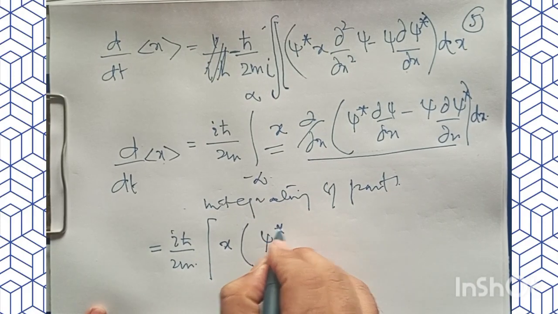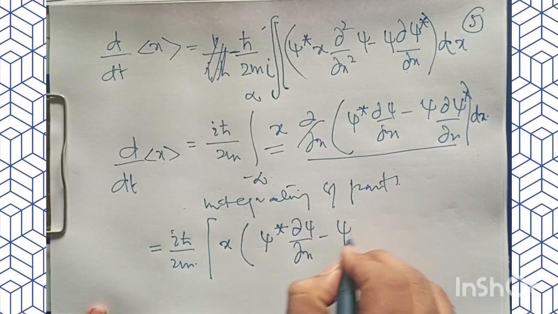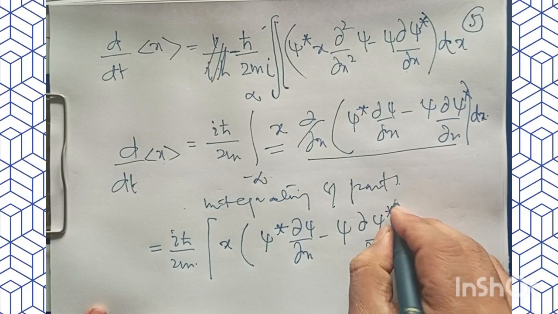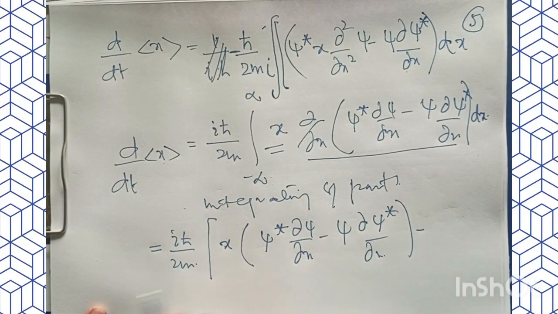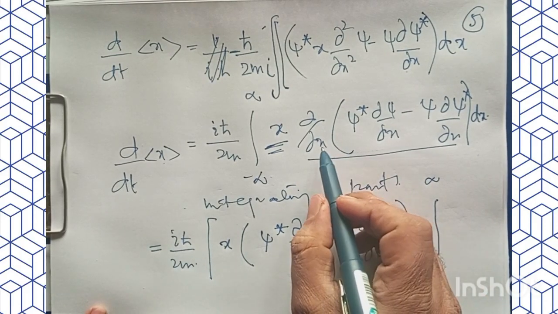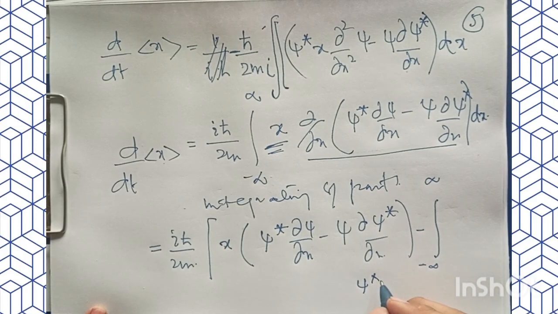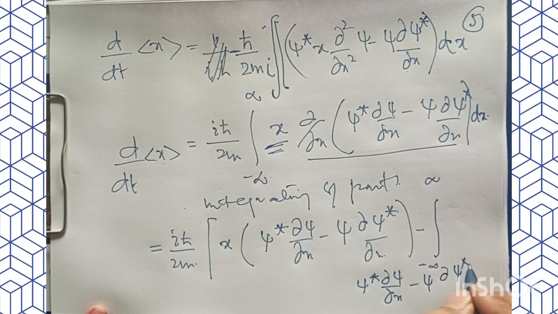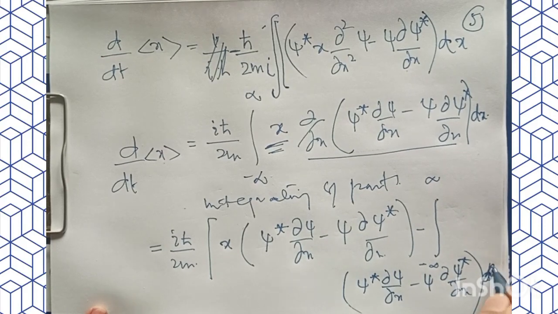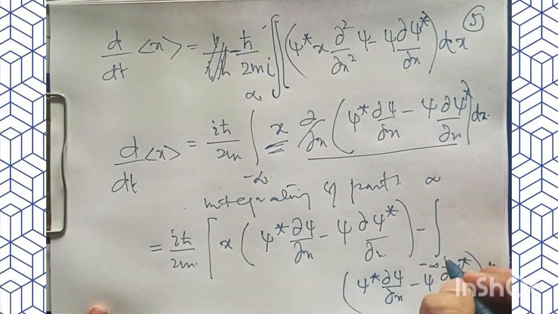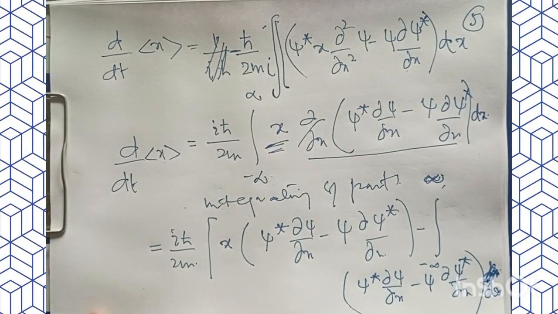So what I will be left with is psi star dou psi by dou x minus psi dou psi star by dou x. Okay, that should be the case. And then minus the integration of the differentiation of the first function, that will give me 1. So I'm not going to write that. So this is minus infinity to infinity. And then the integration of this whole thing will give me, because this differential and that integral will die, psi star dou psi by dou x minus psi dou psi star by dou x, and this thing is multiplied by dx. There is no dx here because it has to have the dx of the original integration that's over here. Okay, so that's the case.